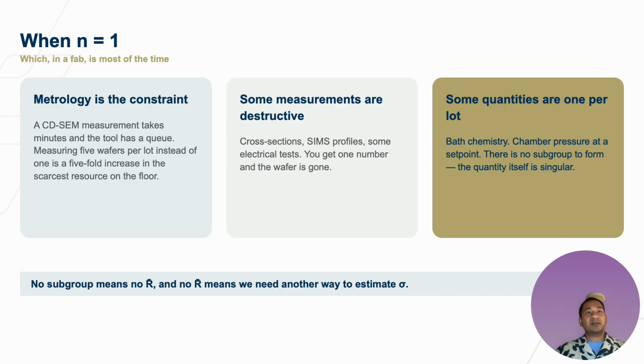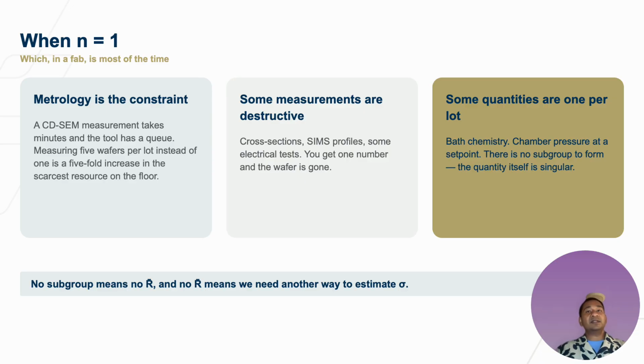Some measurements are destructive: cross-sectional TEMs, SEM profiles, certain electrical tests. You get one number and the wafer is gone. There is no possibility of a subgroup. Some quantities are singular by nature: bath chemistry concentration, chamber pressure at a set point. There is one value per lot because there is only one thing being measured.